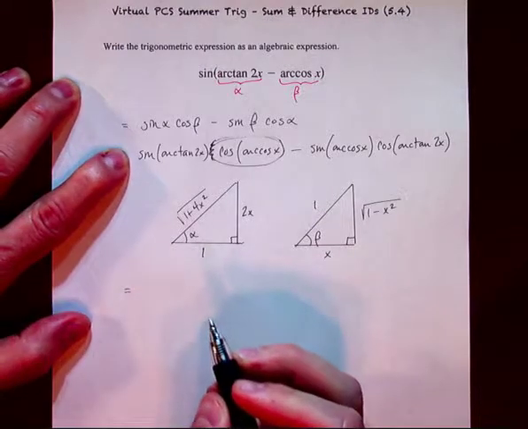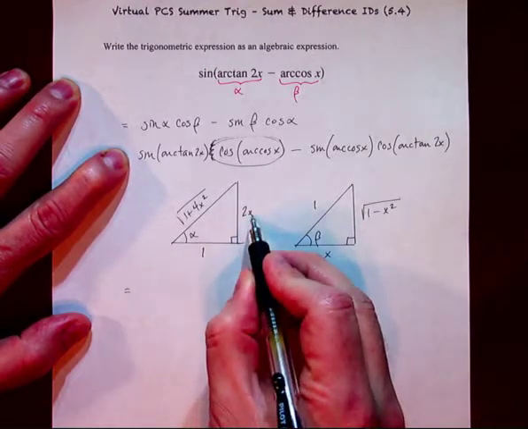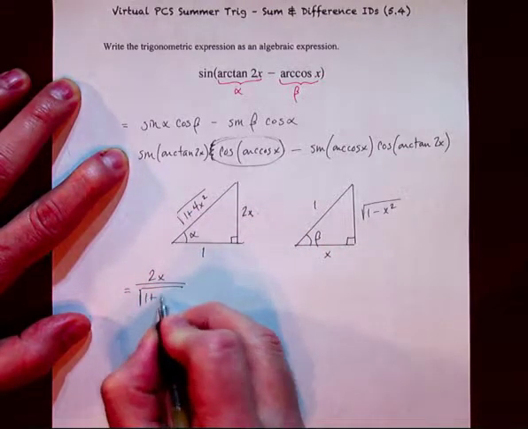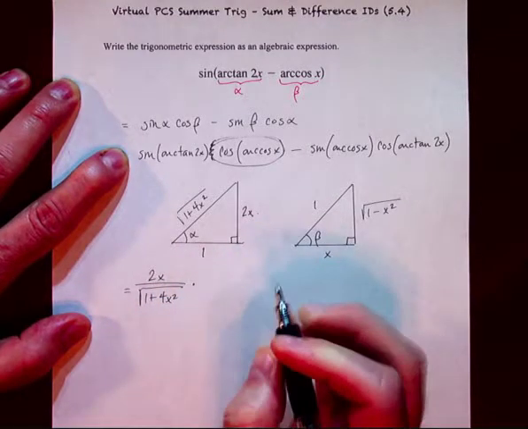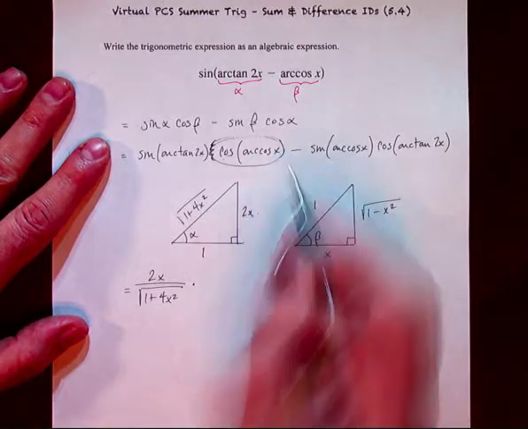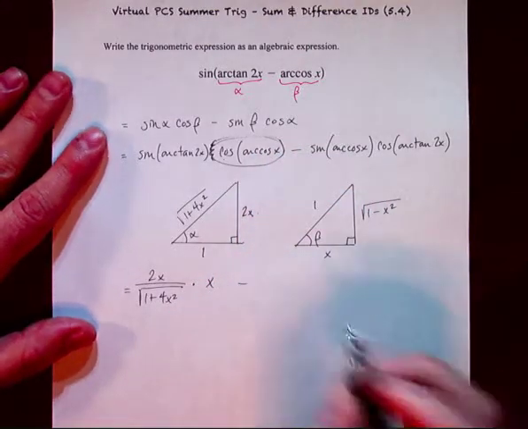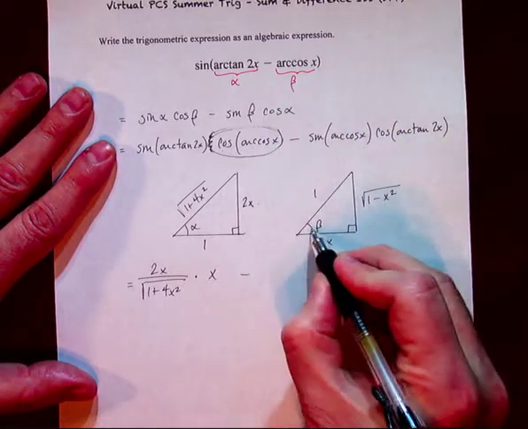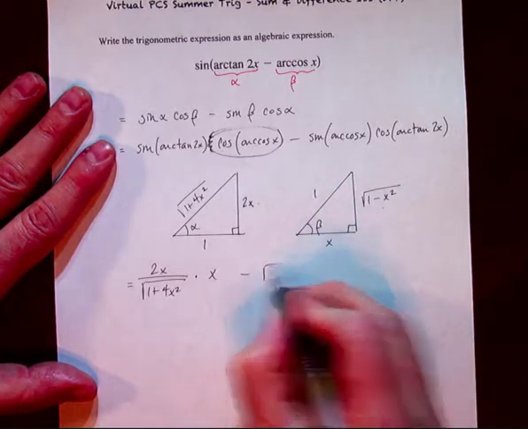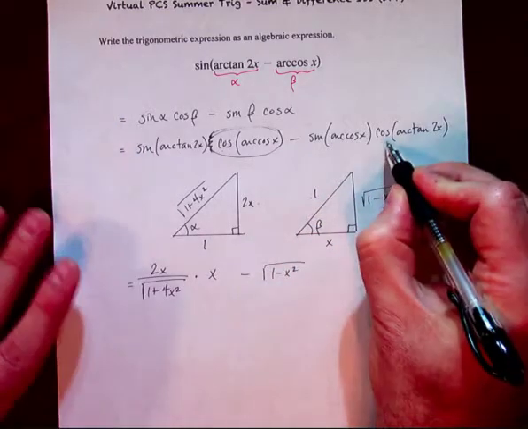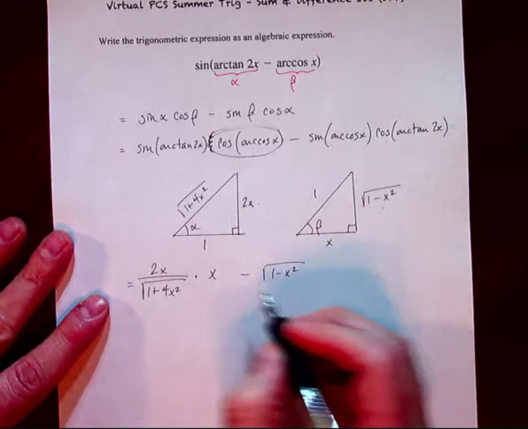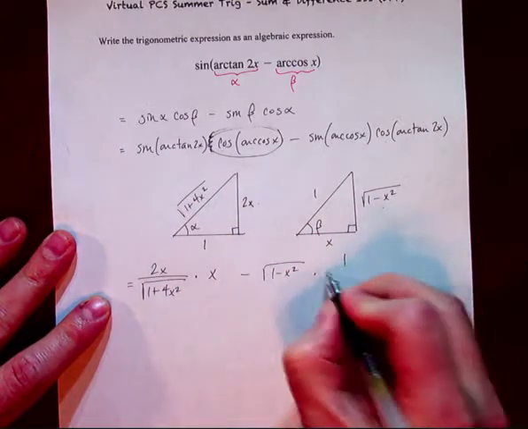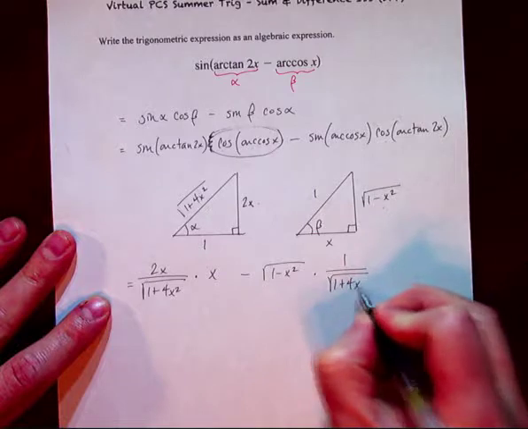So sine of alpha is going to be 2x, opposite over hypotenuse. So 2x over rad 1 plus 4x squared times, well, when you take the cosine of the arccosine of x, guess what? It's x. So sine of arccosine of x, so the sine of beta, is going to be opposite over hypotenuse, or the square root of 1 minus x squared. And then the cosine of arctan of 2x is the adjacent over the hypotenuse, and it's going to be 1 over the square root of 1 plus 4x squared.